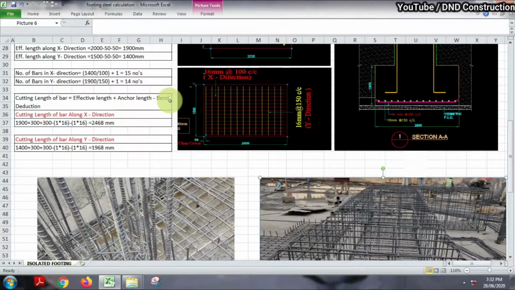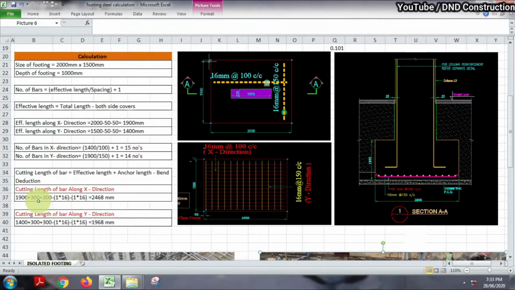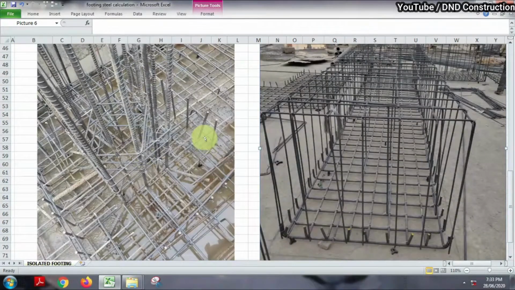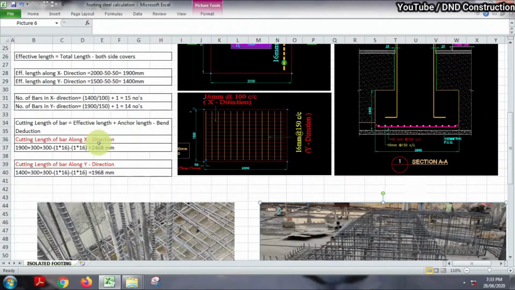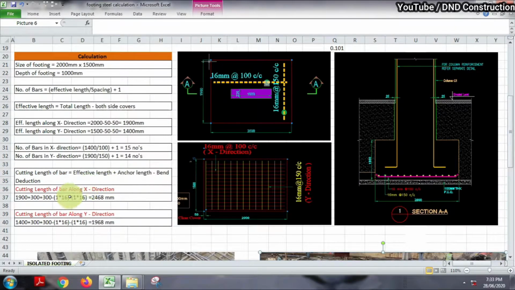So friends, first we will calculate the cutting length of the bar along the X direction. In the X direction, we will take the effective length 1900 mm plus 300 plus 300. This is the anchor length. As you can see, on both sides there is a 300 mm anchor length. This distance may vary as per the RCC consultant's design, but generally we take 300 mm. So this is the anchor length, 300, minus bend deduction.